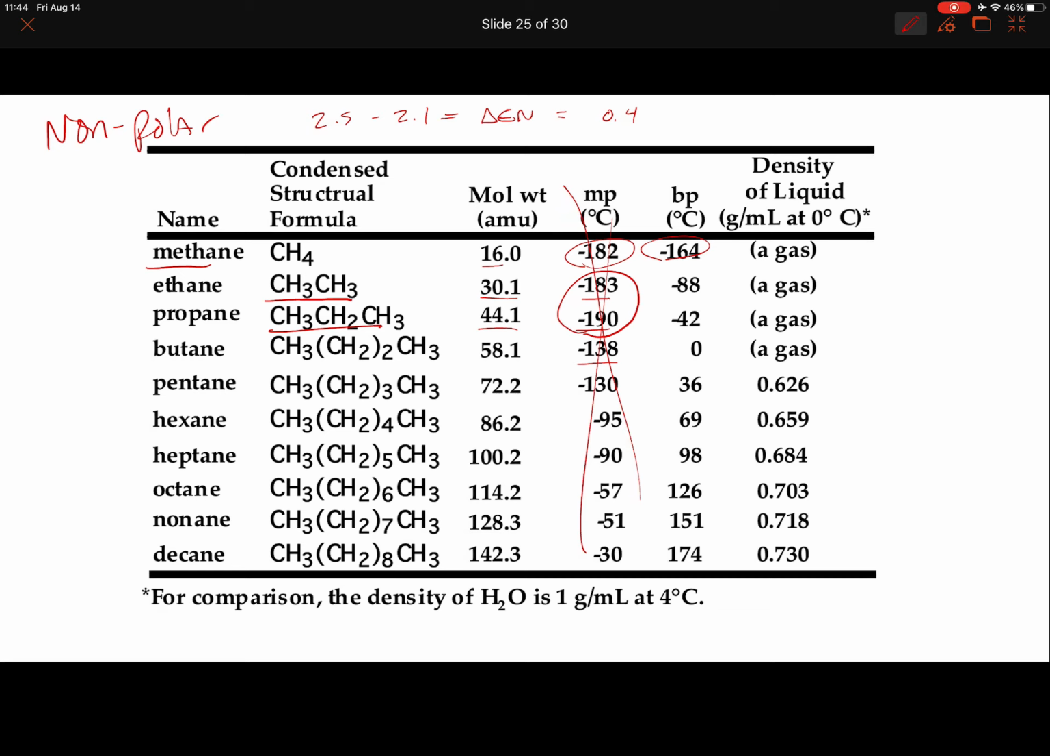Methane boils at negative 164. Ethane boils at negative 88, so a hotter temperature. And that's because there's more forces to overcome. When we have lots of ethanes together, there's more chances for the carbons to overlap with other ethane molecules and to be sticky with each other. That's what intermolecular forces are. Methane doesn't have as much surface area, so there's not as much stickiness.